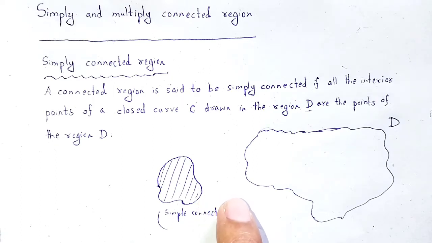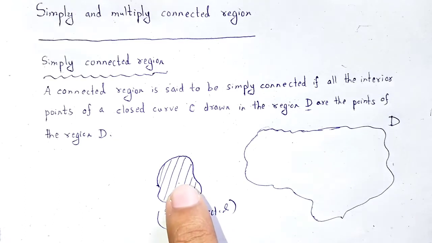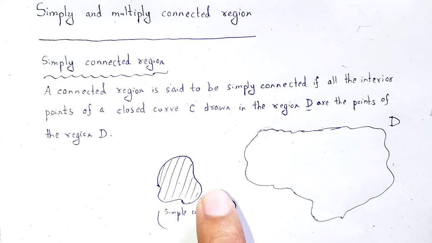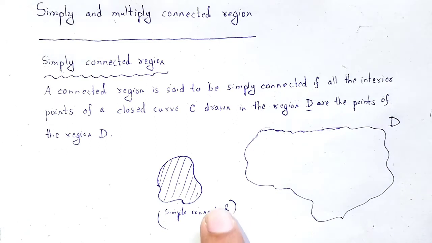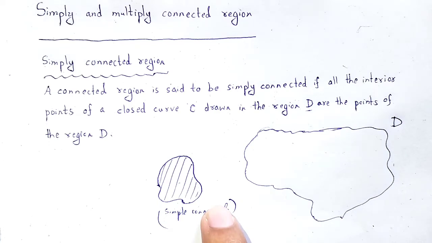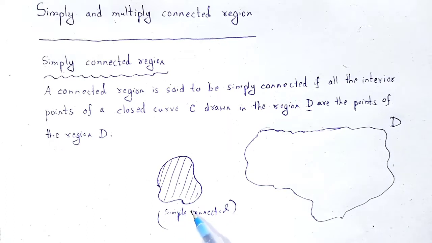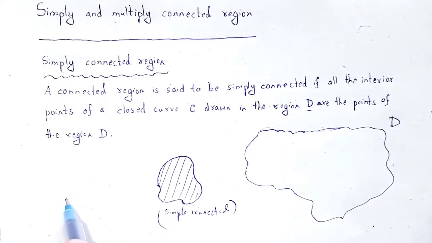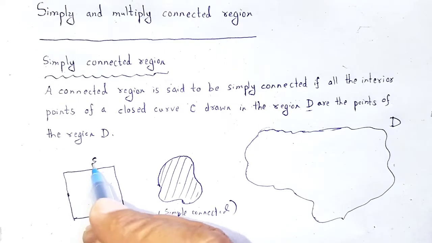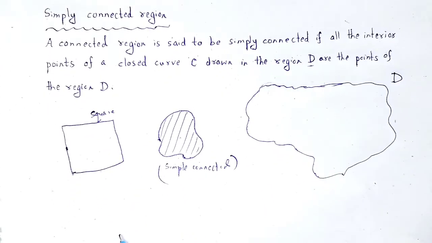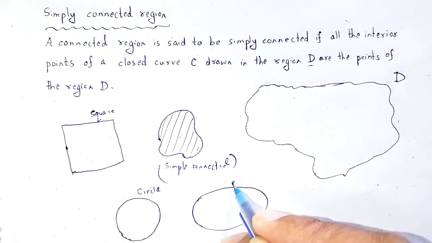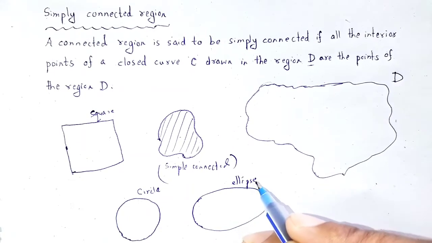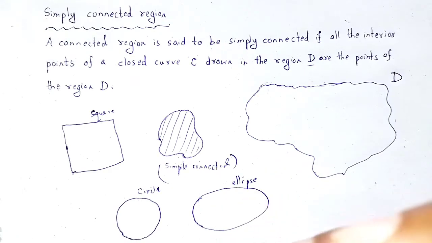So, a simply connected domain D in the complex plane is a domain such that every simple closed path within it encloses only points of that given domain D. In other words, any simple closed curve which lies in the given domain. A simply connected region in the shape of a square, or a circle, or an ellipse are some examples of simply connected domains.